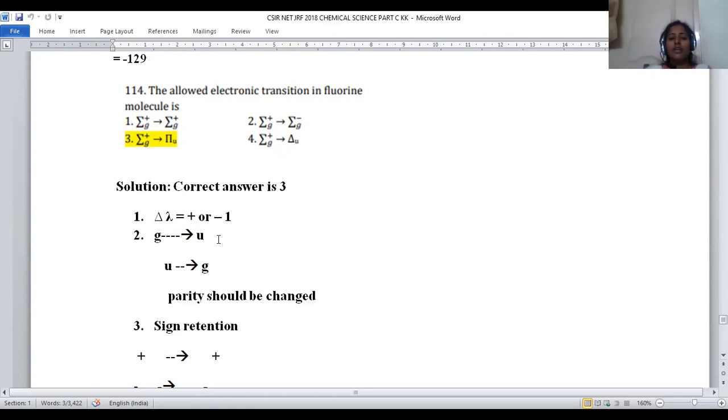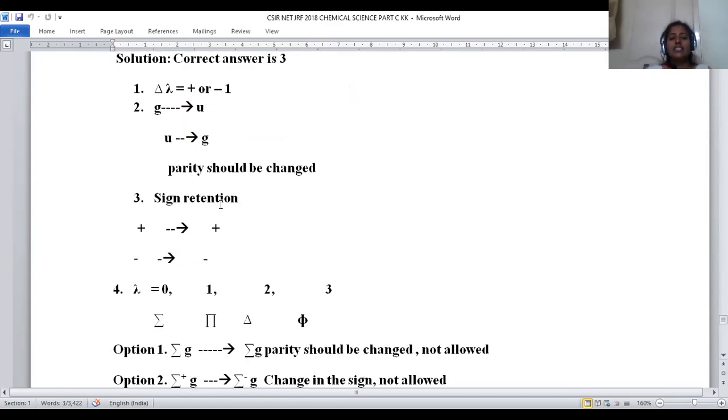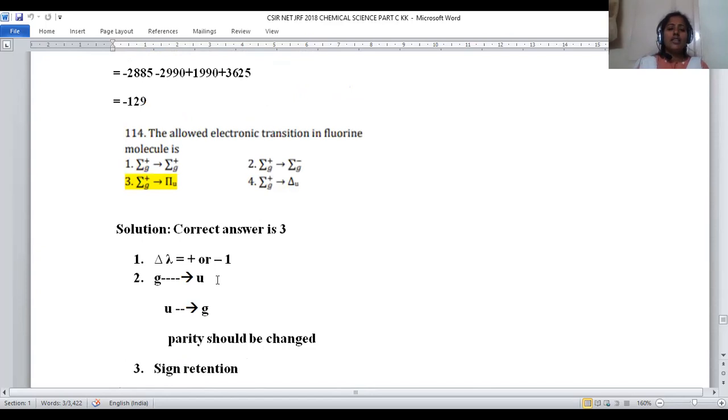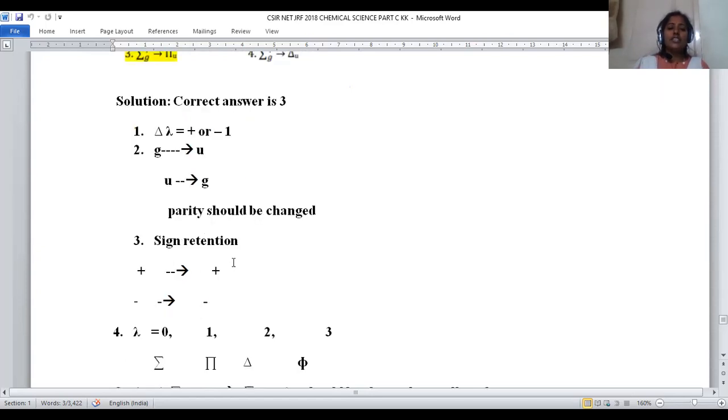Then parity should be changed. Gerade, if it is in the ground state, after excitation it should become ungerade, and vice versa. Ungerade to be converted into gerade state. So in this way, parity change is required for this kind of electronic transition. And next is about sign retention. If initially positive sign is there, after the excitation also we need to retain that positive, and vice versa. If negative is there, negative sign is required. So in that way, the third selection rule states that sign retention is required.